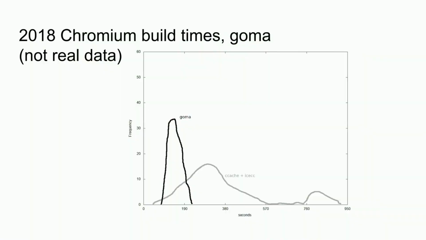So here are the results. You can see that we're not quite as fast as the absolute fastest builds with Ccache. We give up maybe 10, 15 seconds. But to get a really high hit rate is really common, so our Goma build times are much less distributed.